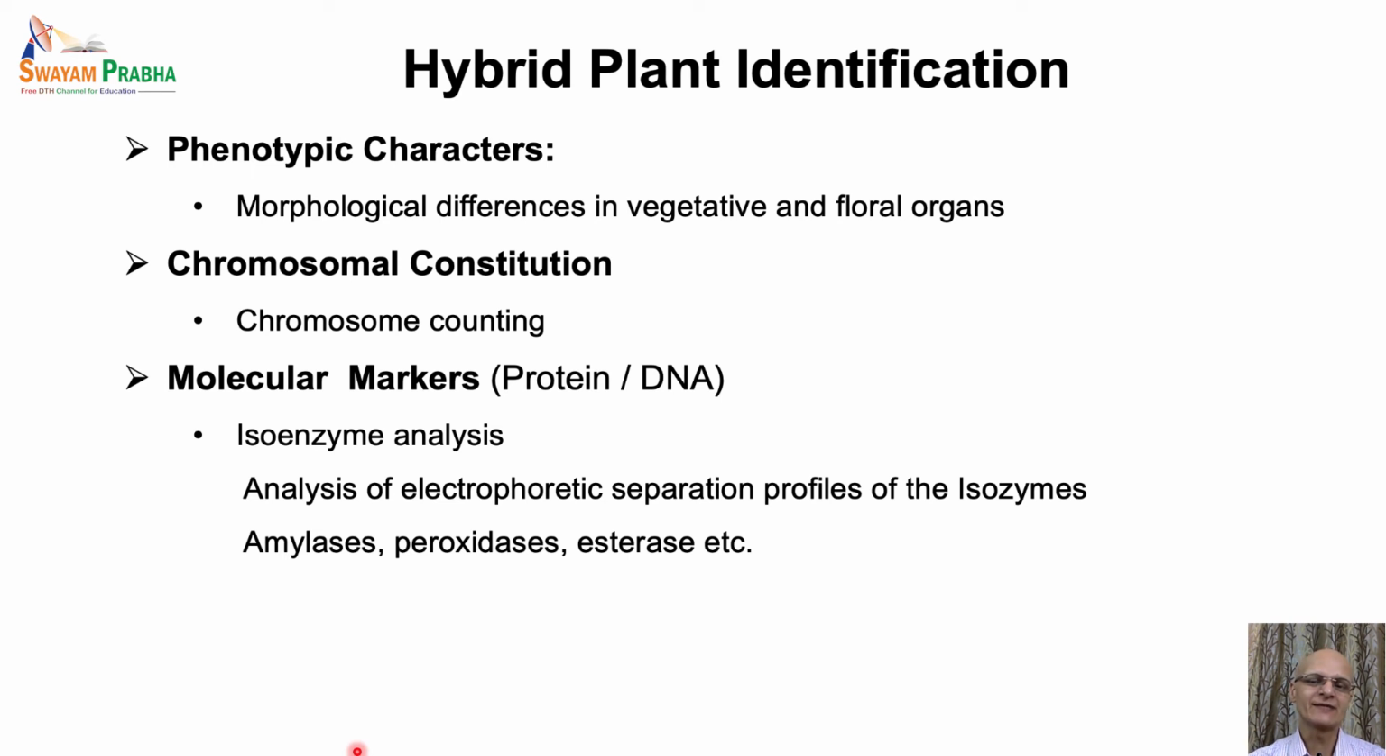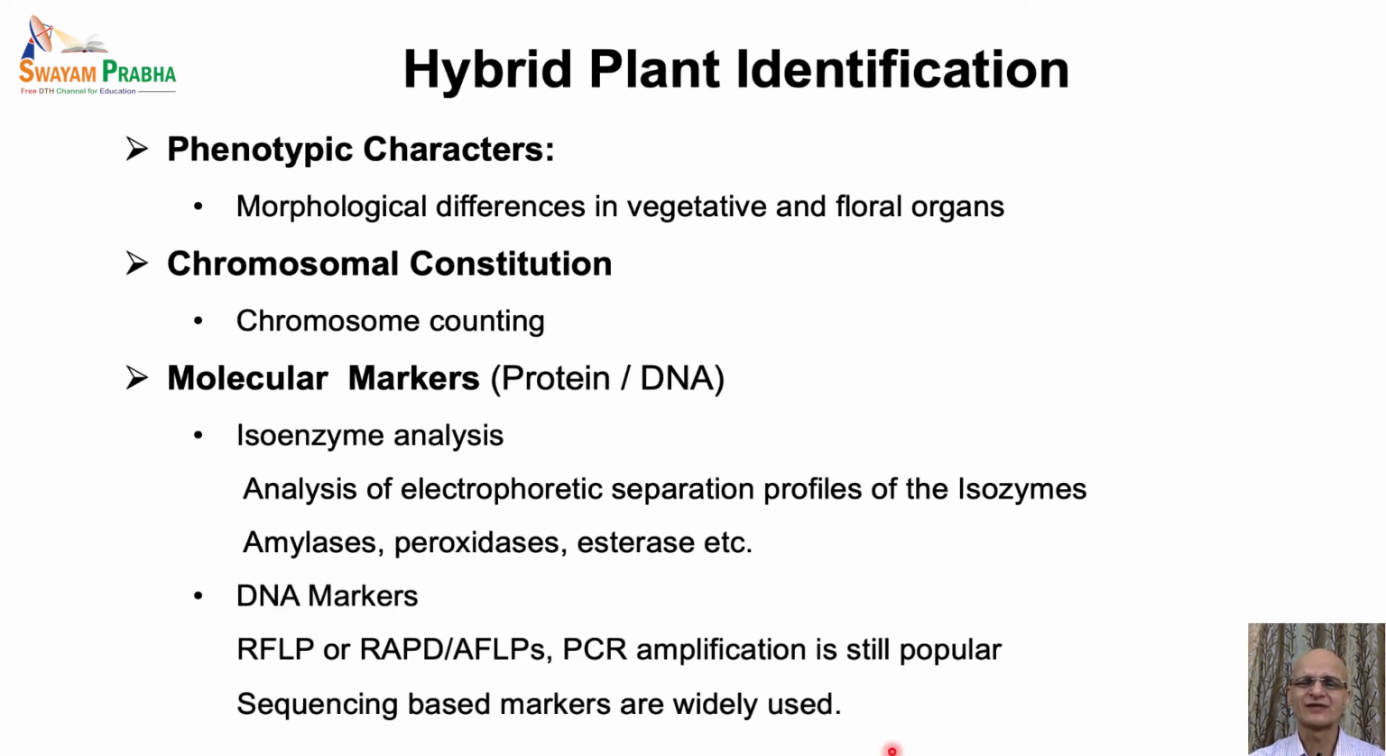So basically, electrophoretic separation profiles of the isozymes are generated for the parents as well as the hybrids, and then these are compared and hybrids can be identified in this way. Some of the enzymes that have been used for this purpose in the past include amylases, peroxidases, esterases, or even the alcohol dehydrogenases.